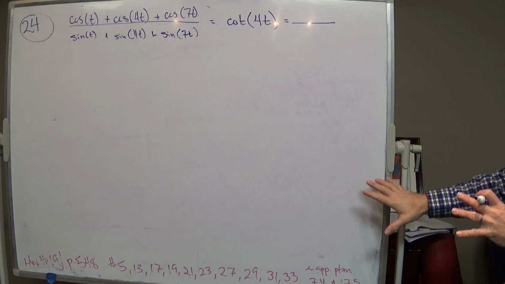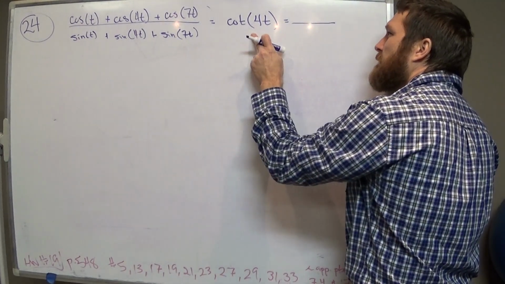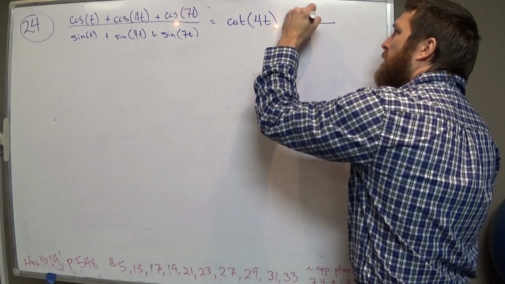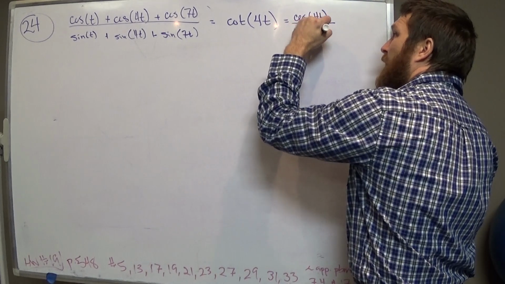That's it. That's what we're looking for. So maybe this will help. Maybe not. It's what over what? Cosine 4t over sine 4t. Yeah, 4t. Cosine 4t on the top, sine 4t on the bottom.